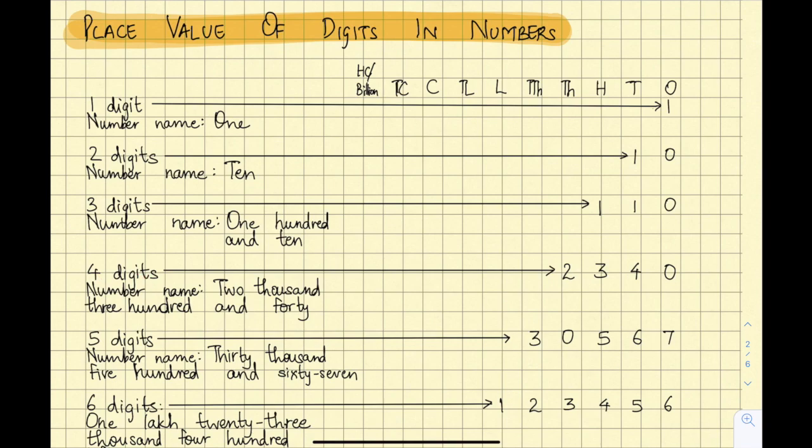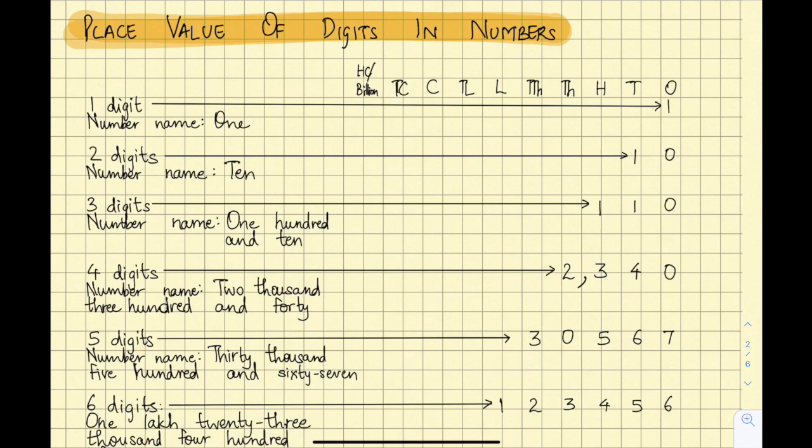Then 4 digits, I have written the digits 2, 3, 4 and 0. So here I place commas: ones, tens, hundreds, and then we put a comma. So the number name is 2,000 because 2 is in thousand space, 3 is in hundred space, so 3 hundreds, 4 is in 10 space, so 40. And in one space we have 0. So 2,340 is the name of the number.